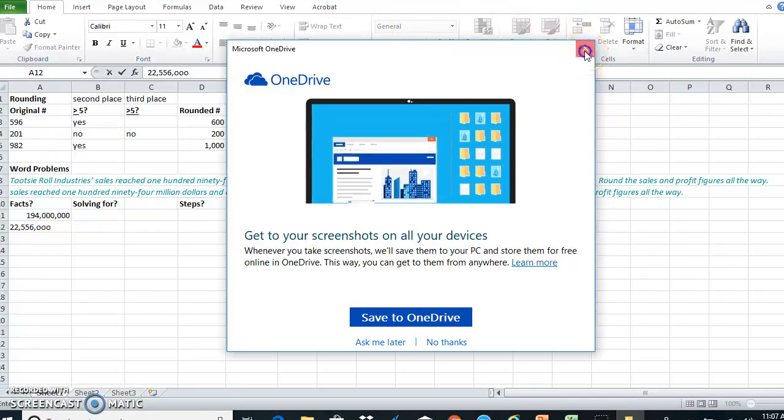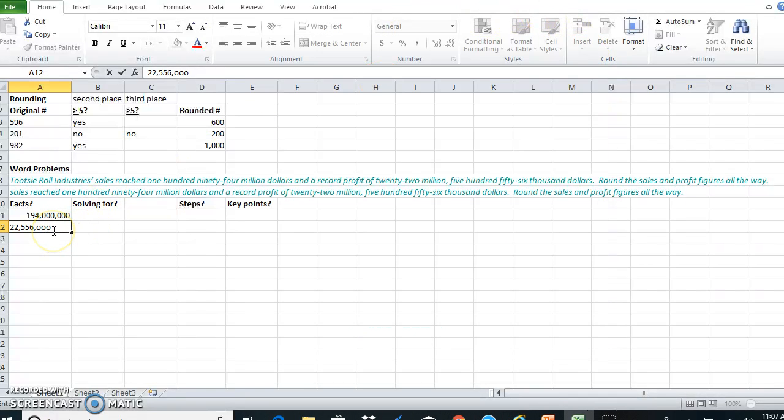Sorry about that. And we are rounding all the way. And once again, Tootsie Roll industry sales reached $194 million and a record profit of $22,556,000. Round the sales and profit figures all the way.